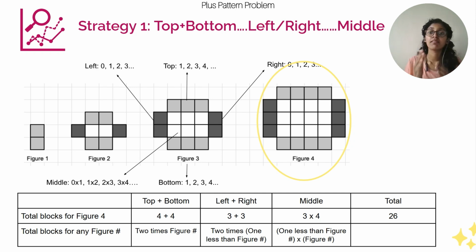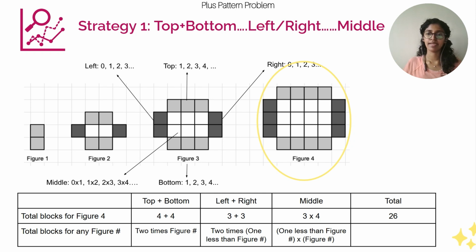Now, let's observe the blocks on the left and right. You can notice that the blocks shaded in black are one less than the figure number. So on the left-hand side there are 3 blocks and on the right-hand side also there are 3 blocks, which is one less than the figure number. That is one less than 4, which is 3. Alright, so now we have covered the sides and the top and bottom.